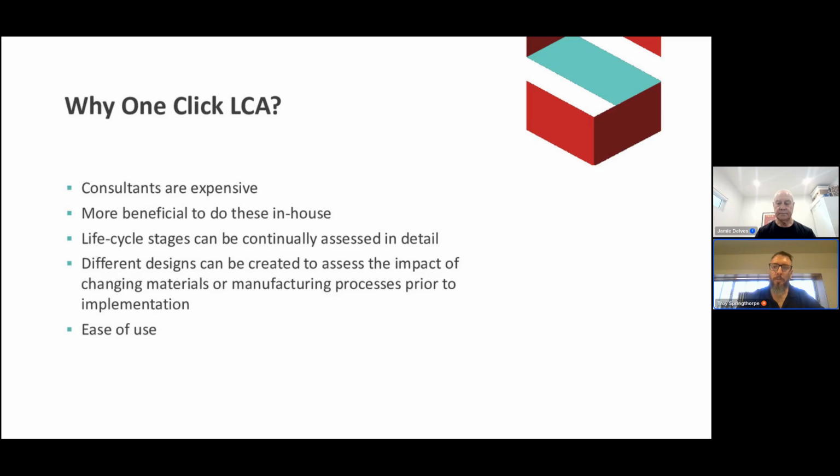So as we're going through the product development stages and we're swapping materials in and out constantly, we can be doing that in One Click LCA and seeing what impact that has on the embodied carbon content. And now it's actually part of our product development process. So we put all the materials in One Click LCA, do our assessment, and if it's not where it needs to be, because we can then compare against our competitors, then we can swap materials in and out. And it's very, very easy to use.